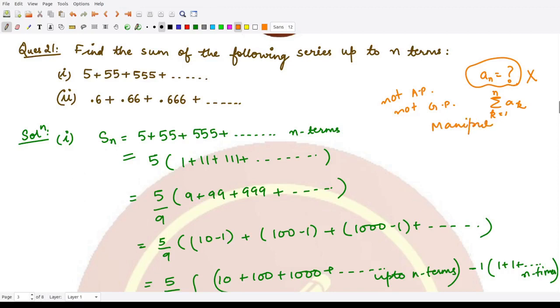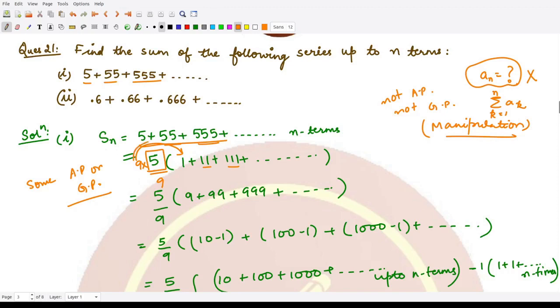What is that manipulation? You can clearly see that we are given 5 plus 55 plus 555. If you take out 5 common from each of them, it could be written like this: 1 into 5 is 5, 11 into 5 is 55, 111 into 5 is 555 and so on. So you have taken out 5 from it. We wanted to convert it into some kind of AP or GP so that we are able to calculate this sum. So what we can do next is multiply and divide the numerator as well as the denominator by the number 9.